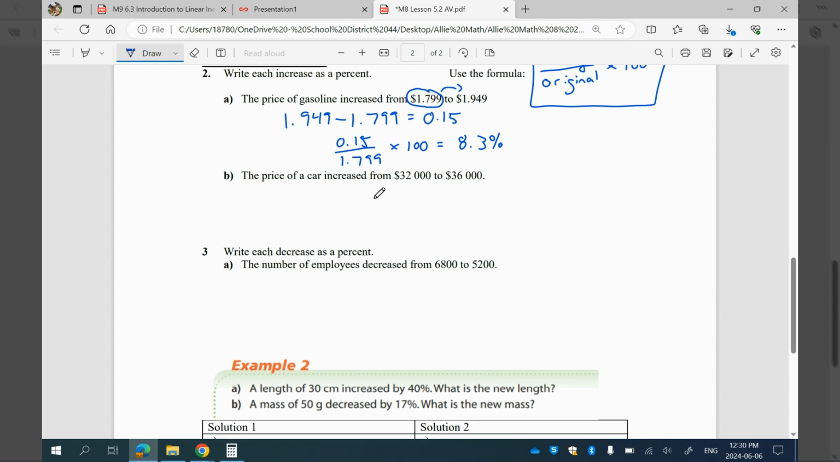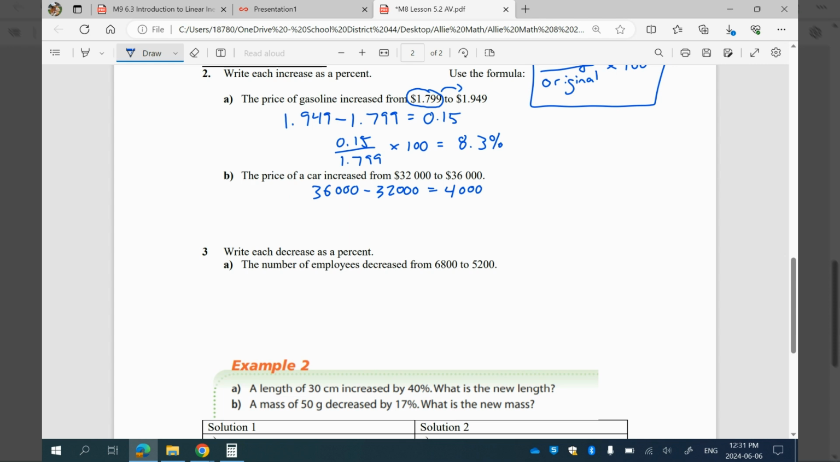Let's look at the next one. The price of a car increases from $32,000 to $36,000. So how much does it change? We need to find the change. So let's do 36,000 minus 32,000, and we find that it's changed by $4,000.